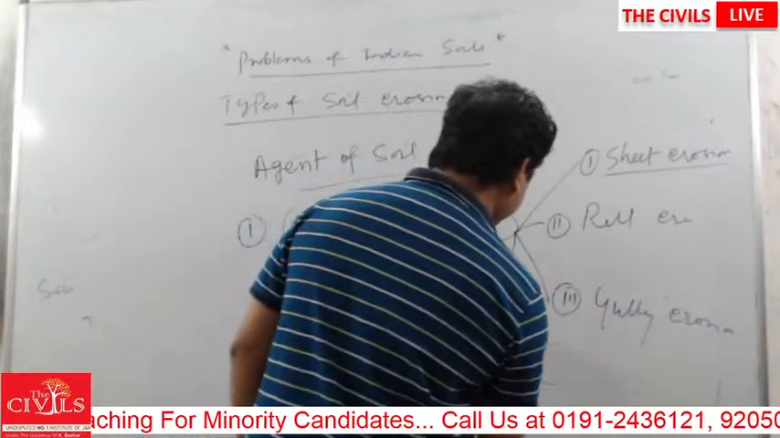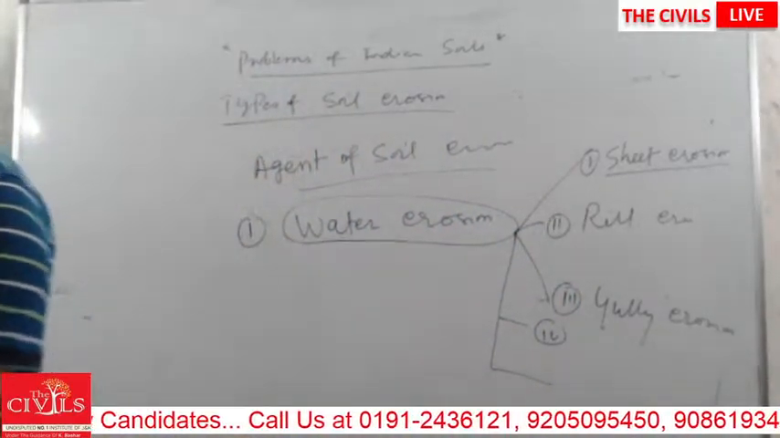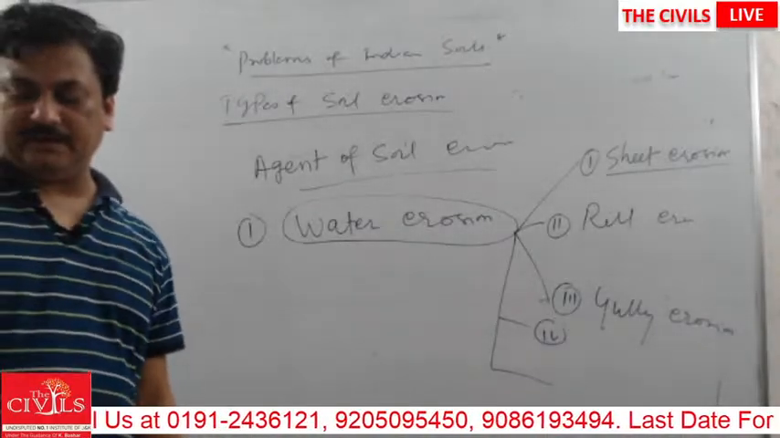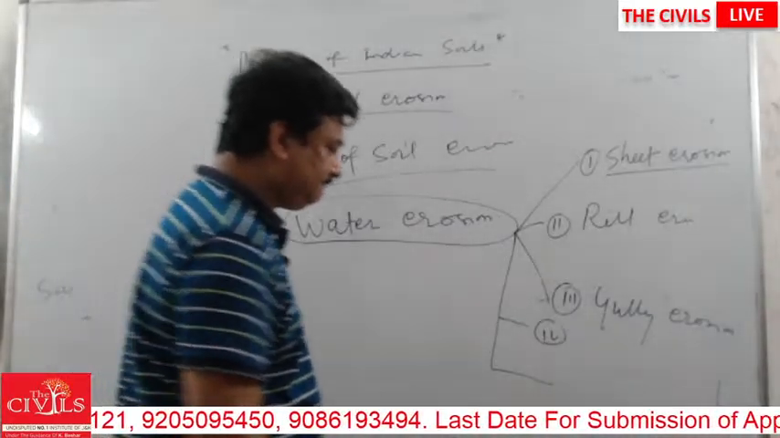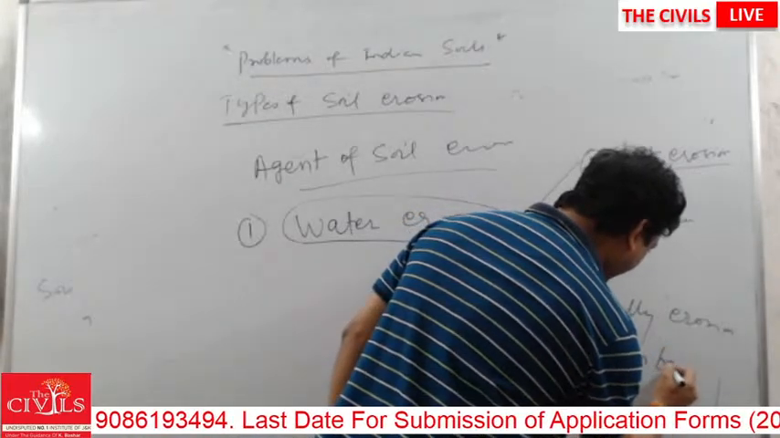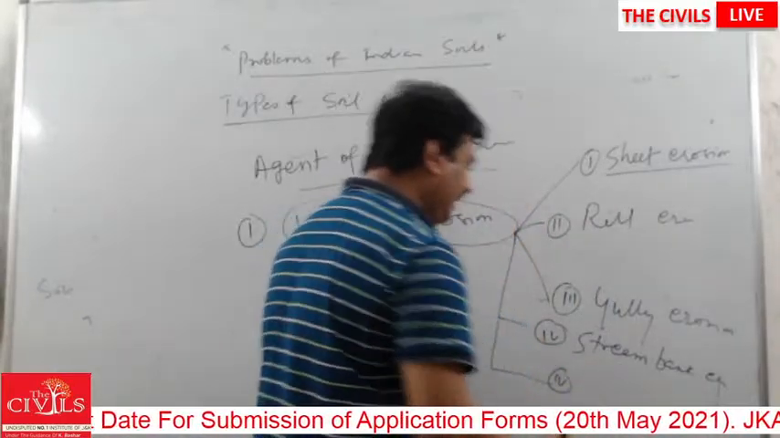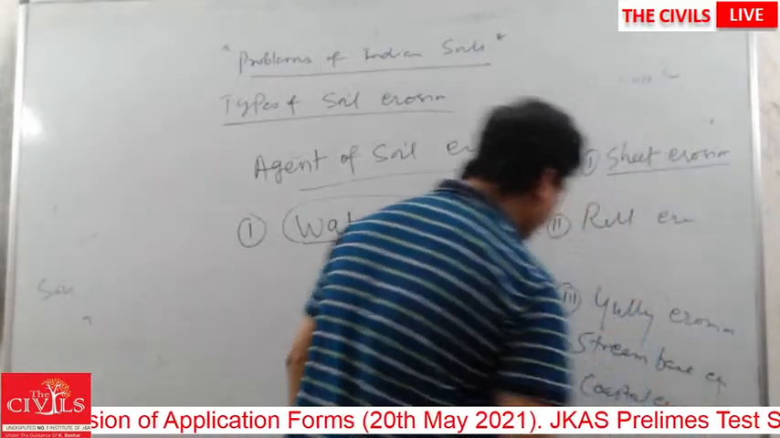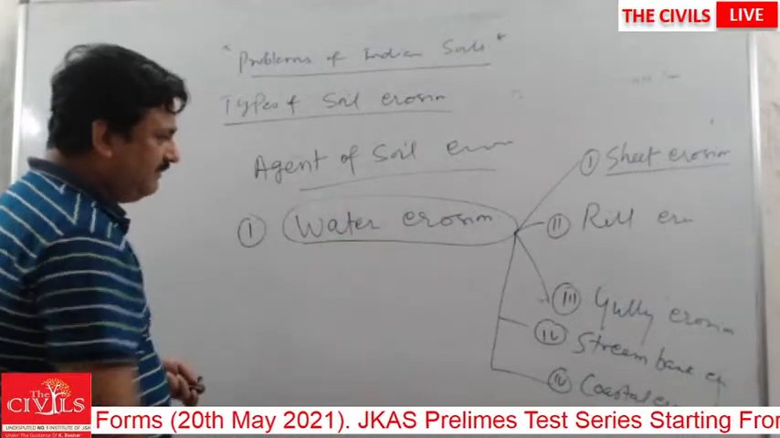Fourth is stream bank erosion. Fifth is landslide, and fifth is coastal erosion. So fourth is stream bank erosion, and fifth is coastal erosion. Okay, so water erosion is divided into these five types.